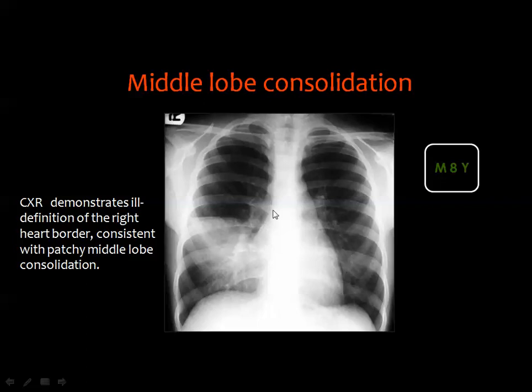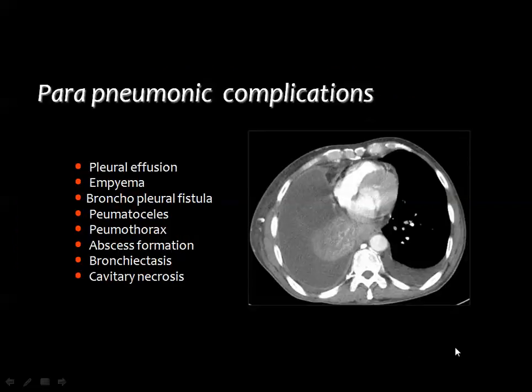And you know that the heart is an anterior structure, then the opacity which masks the cardiac border should be anteriorly located. And on the right side, the anteriorly located lobe is the middle lobe. Then you know that this is middle lobe consolidation, because you cannot follow the cardiac shadow through the opacity, meaning that the silhouette sign here is positive and the opacity is adjacent to the heart.